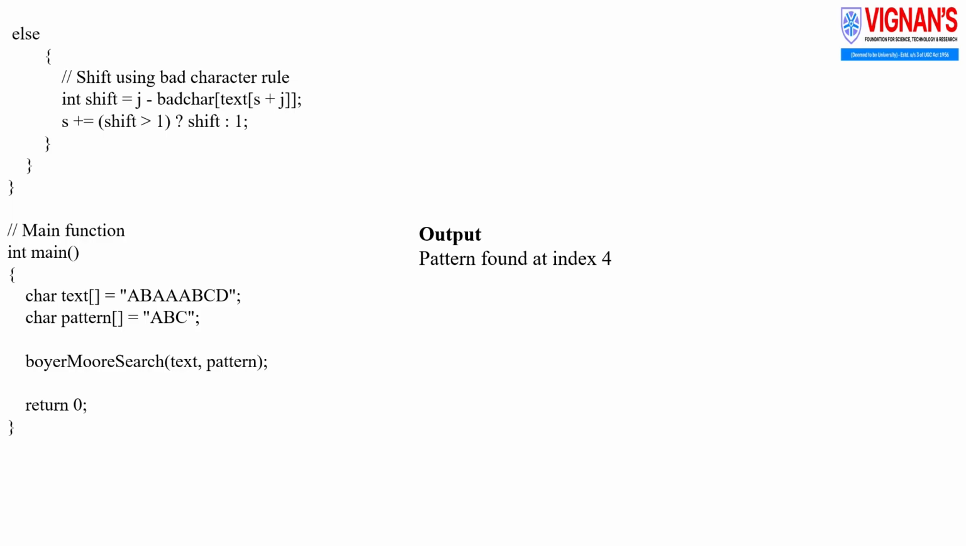Code implementation and output. Example input: the text is ABABKAR and the pattern is ABC. Output: the program successfully identifies that the pattern is found at index 4.